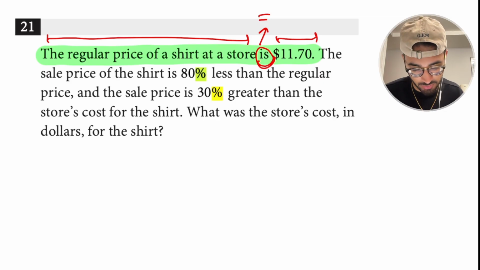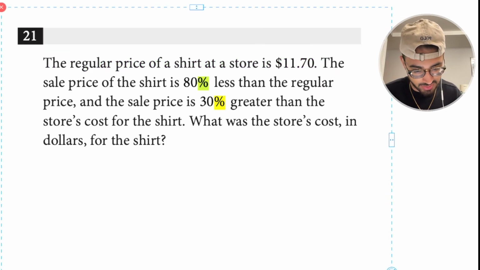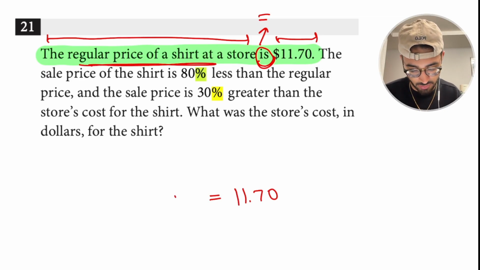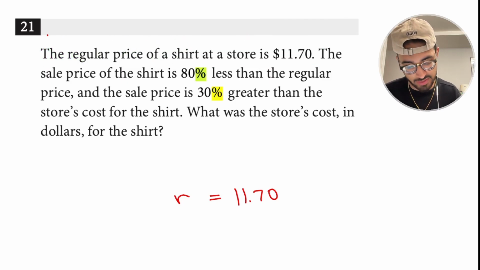The right side is super simple. So the right side is going to be 11.7, right? 11.7. And then we're going to call the left side, this is the regular price of the shirt, nothing funny there, so we'll just put R to represent that, okay? Let's move on to the second sentence here.